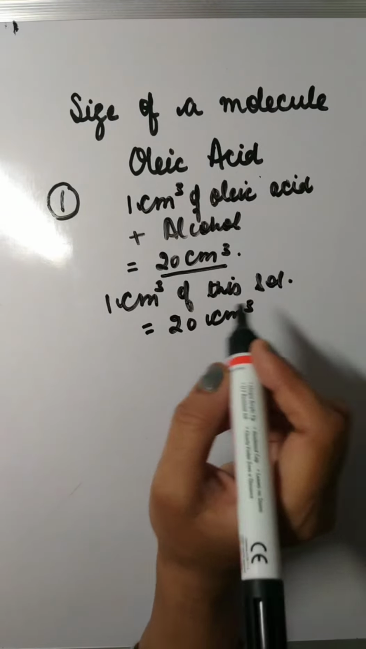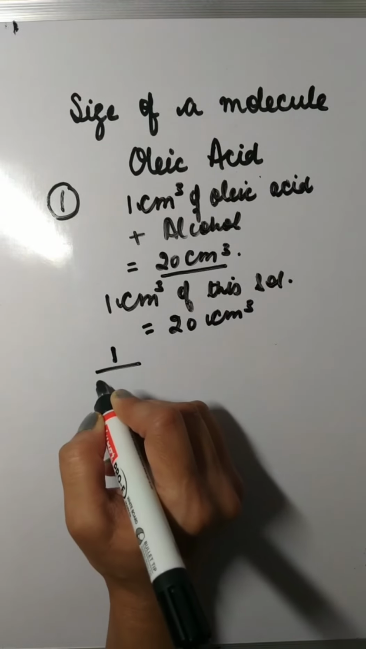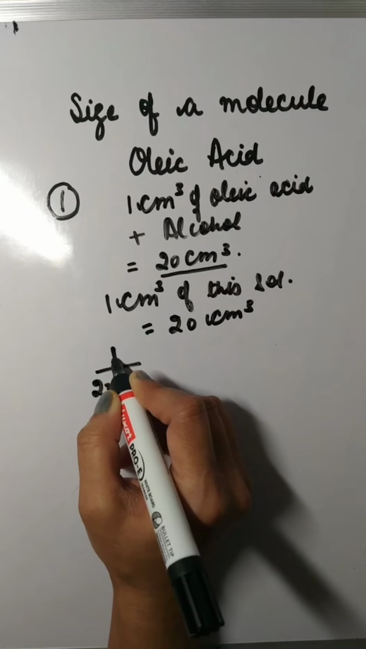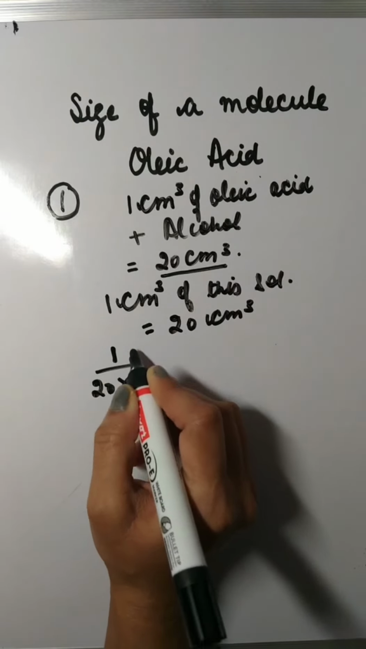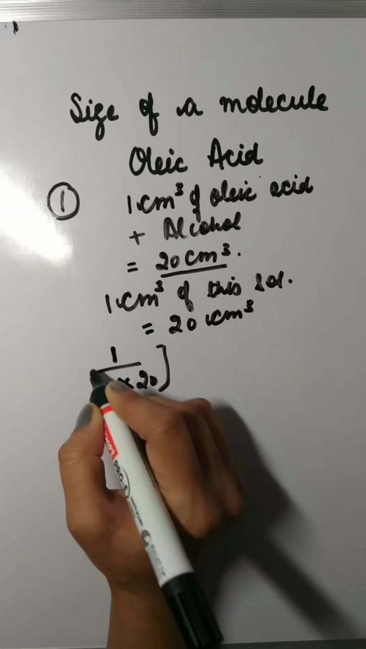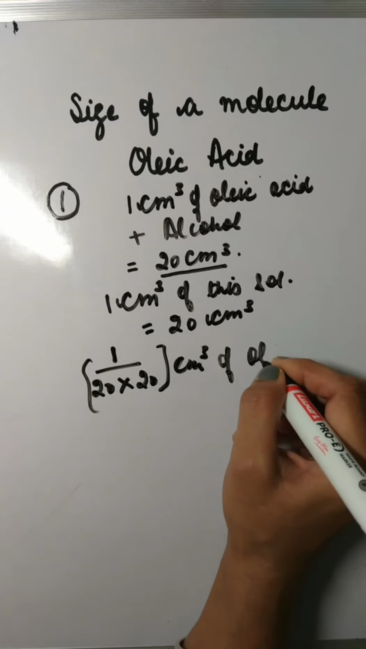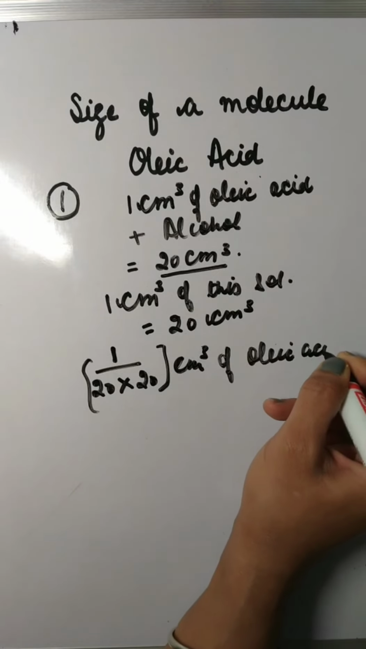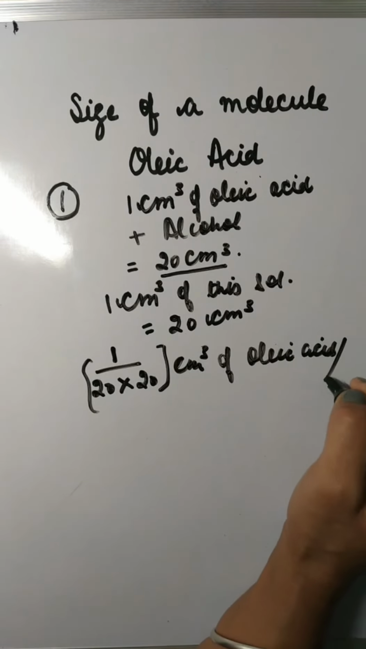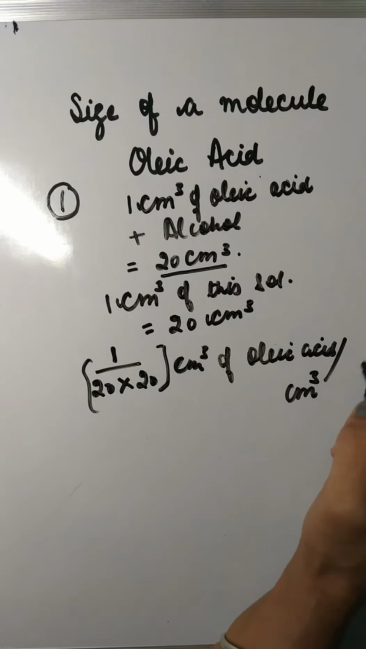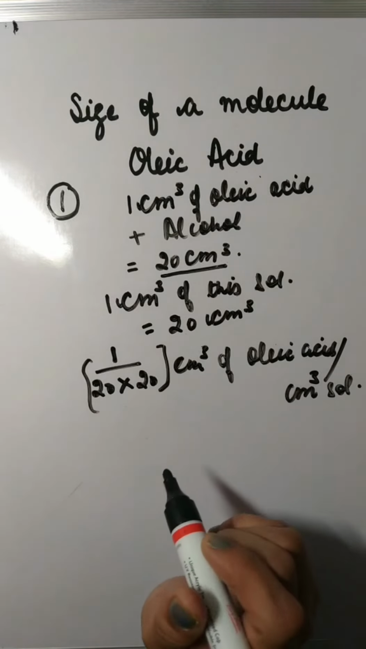So by doing this in 2 steps, we have got a very dilute solution of oleic acid in alcohol, and its concentration can be written as 1/20 into 1/20. This means 1 part oleic acid in a total volume of 20, so 1 by 20 into 1 by 20 centimeter cube of oleic acid per centimeter cube of this solution. So this is the first step.